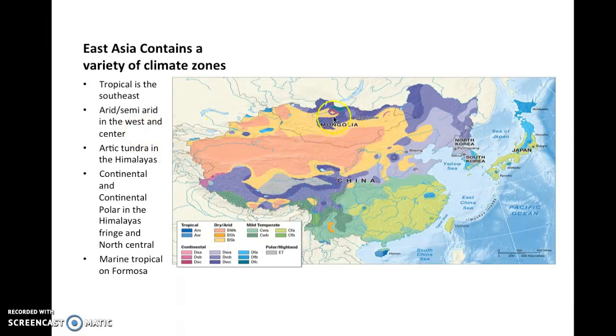Arid and semi-arid in the west, that's this region here. Arctic tundra in the Himalayas, that's this region here up in the Himalayan plateau. Continental and continental polar in the Himalayas and the fringe area. So that's all this purplish. That's continental polar. And then marine tropical down here in Formosa. So it's very hot and humid down here.